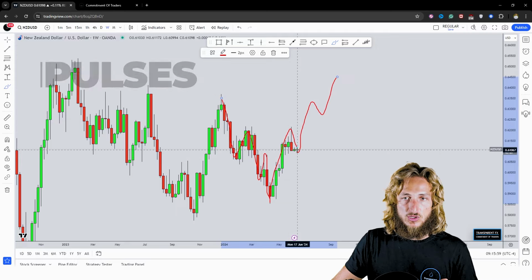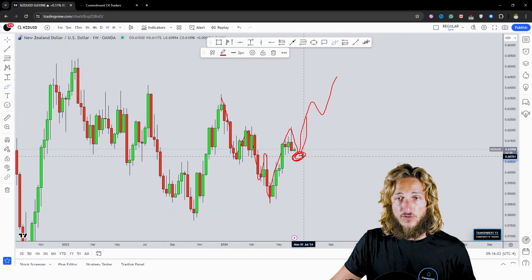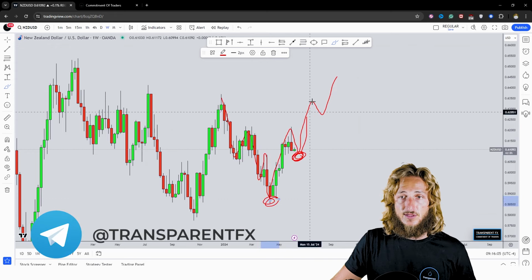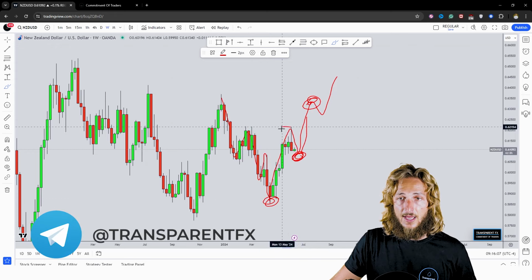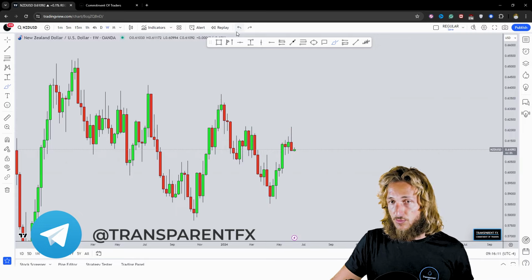And since we now just got a correction, the next logical step would be the creation of a higher low, so higher than this previous one here, and then a higher high, higher than the previous one here. So the weekly as well seems quite bullish.